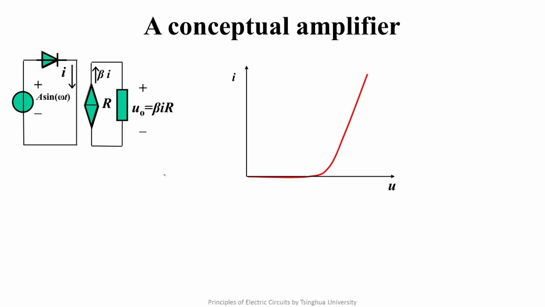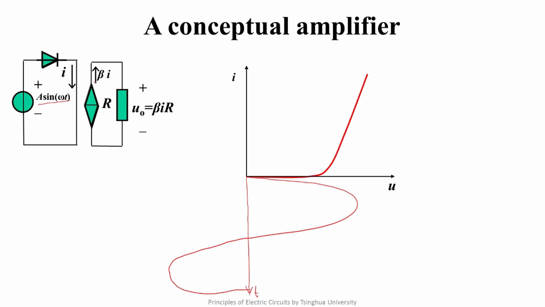Let's take a look at it. Is there any problem? The UI characteristic curve of the diode is given in the figure. We add the sine voltage to both ends of the diode. We can draw the waveform of the sine voltage varying with time. Then we can get the output current point by point.